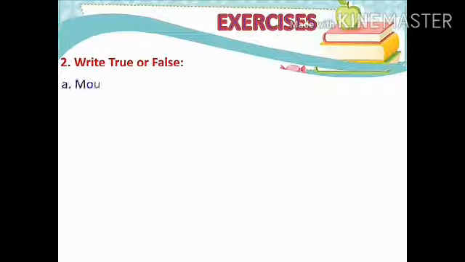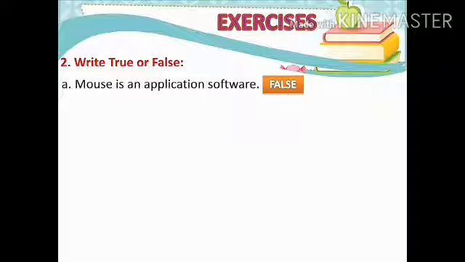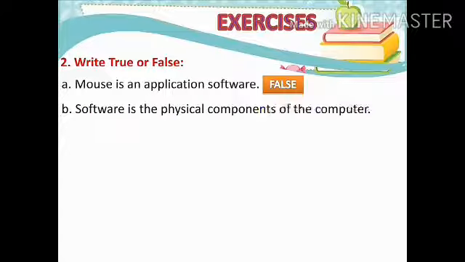Then the next one is write true or false. The first one, mouse is an application software. True or false? It is false. Mouse is an input device. Then second one, software is the physical component of the computer. Is it true or false? It is false. Why? Hardware is the physical component of the computer.